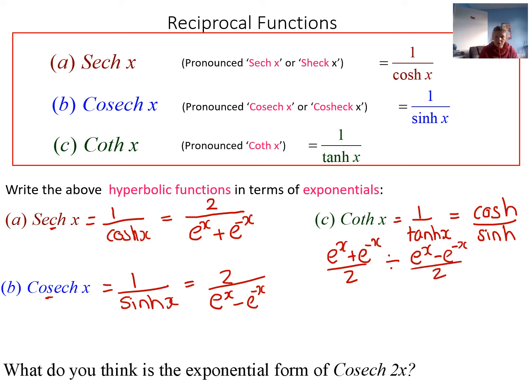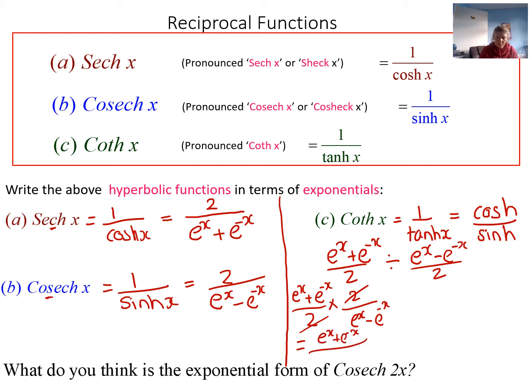Making a fraction in the middle of this one. So you're doing fractions, you'd flip and change it to times. Let's just put a line down here. So I flip and turn it to times. So I've got e to the x plus e to the minus x over 2 times 2 over e to the x minus e to the minus x. 2's cancel, and you're left with e to the x plus e to the minus x over e to the x minus e to the minus x. You've probably seen that quicker.